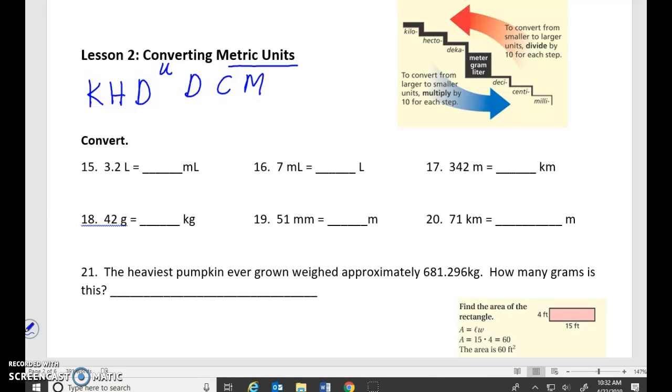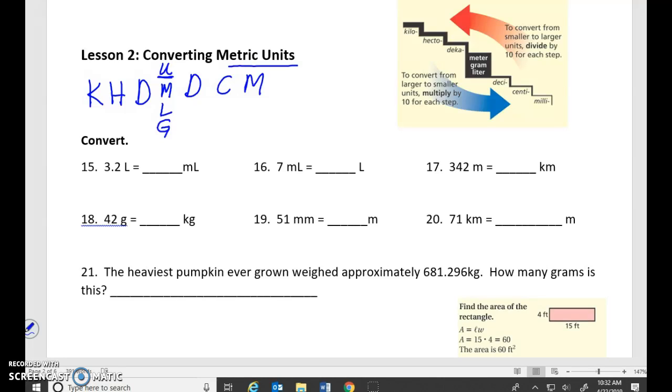And then I come back to my usuals, right? Under the usually. And my usuals are metric, or meter, liters, and grams. Meters, liters, and grams are my usuals. And if every time they want me to convert metric units, I write down, King Henry doesn't usually drink chocolate milk, then it will help me to know which way my jumps are going.